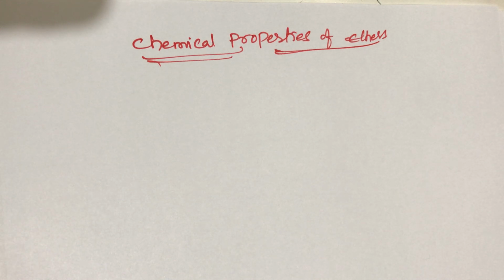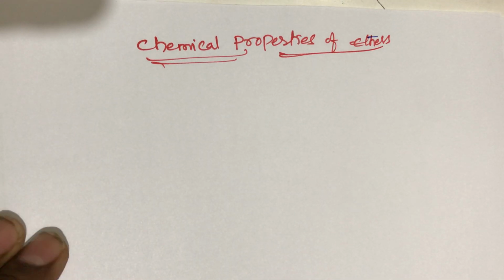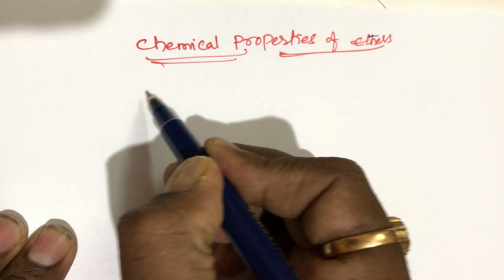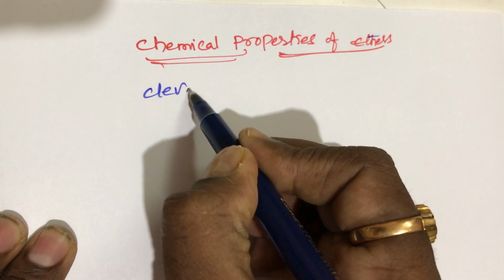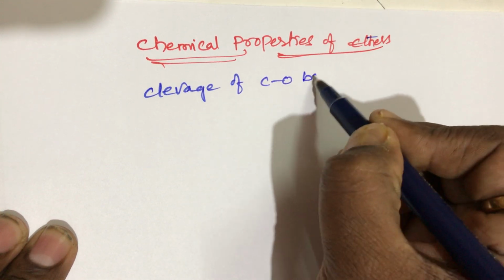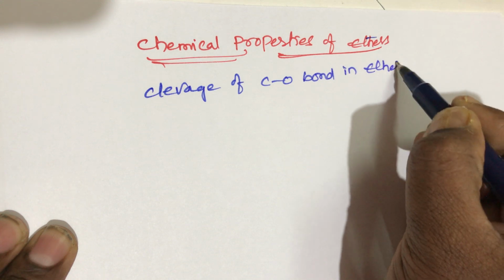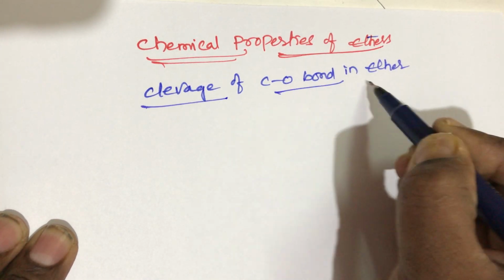Hi students, now the next topic is chemical properties of ethers. Here the first one is cleavage of the C-O bond in ether.